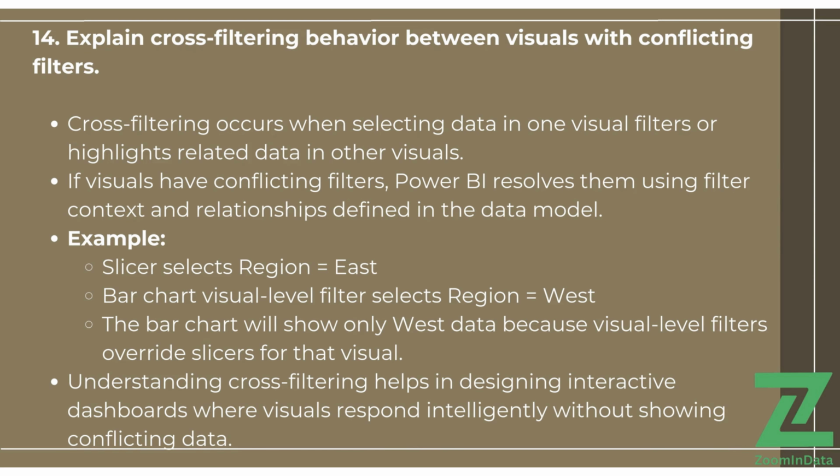Example: a slicer selects region equals East. A bar chart visual level filter selects region equals West. The bar chart will show only West data because visual level filters override slicers for that visual. Understanding cross-filtering helps in designing interactive dashboards where visuals respond intelligently without showing conflicting data.